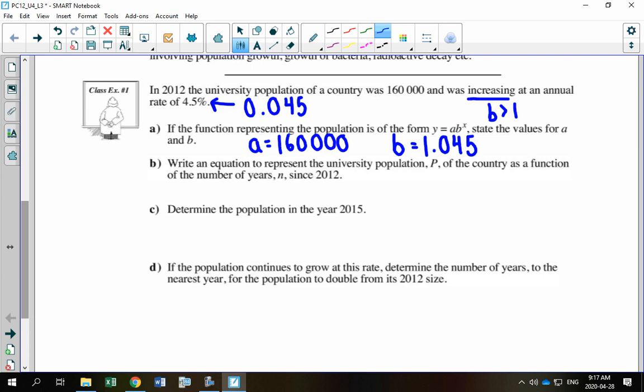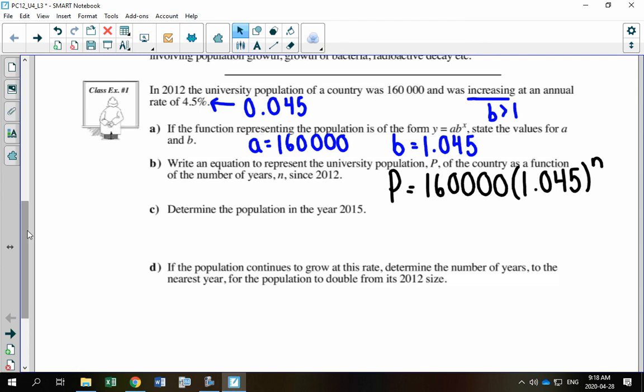Okay, part B. Write an equation to represent the university population P of the country as a function of the number of years n since 2012. They've just changed our variables to be in terms of P and n. So our equation will be population P is equal to 160,000 for a, times our b value, 1.045 to the power of n.